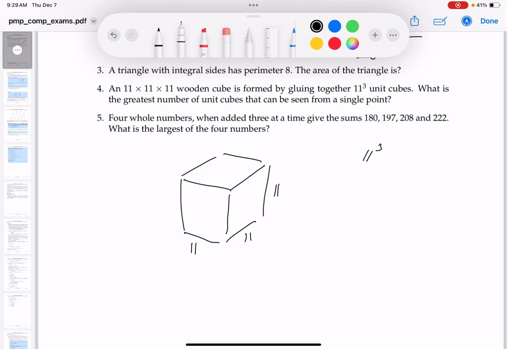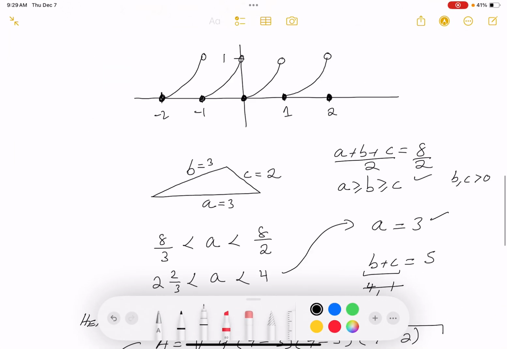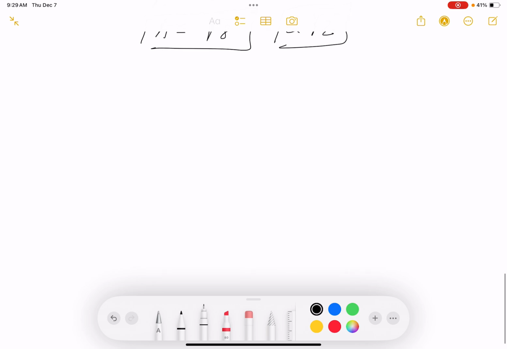What I want to do is go to the whiteboard and visualize what they're asking me to do. How many can I see? I'm going to see a bunch of cubes here, a bunch here, a bunch here. I want to see if I can understand it; it's a counting problem. The worst part about counting is that I might miscount. So this is number 4.